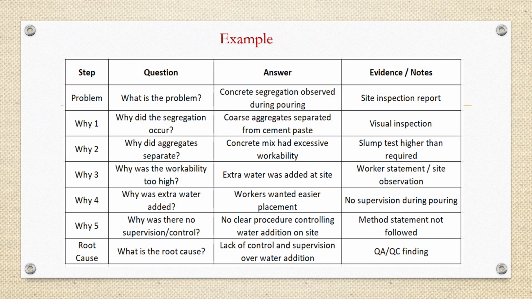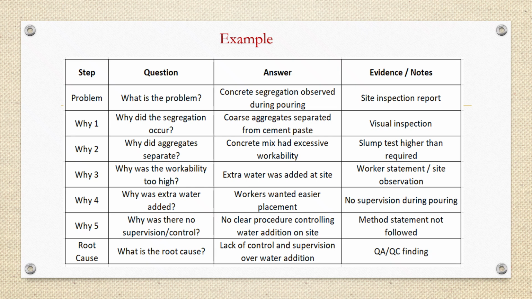Here are the examples of 5 whys. Problem: concrete segregation observed during pouring. Evidence: site inspection report. First why, why did the segregation occur? The answer is coarse aggregate separated from cement paste. Evidence: visual inspection. Why 2, why did the aggregate separate? The answer is the concrete mix had excessive workability. Evidence: slump test higher than required.